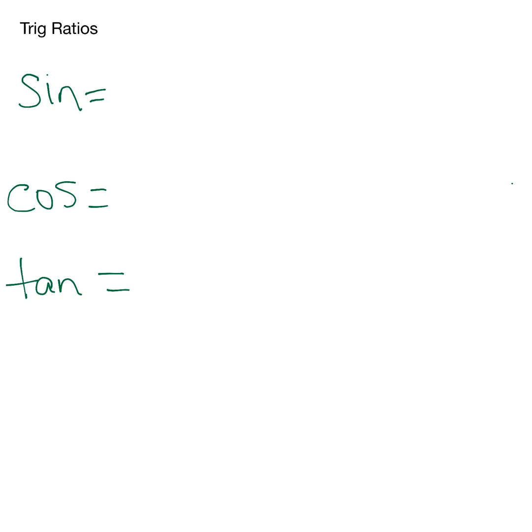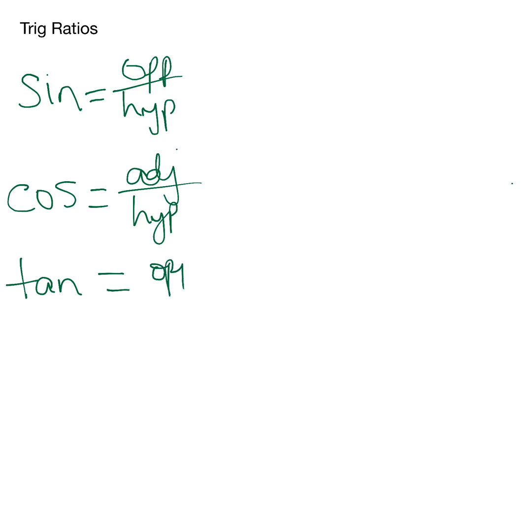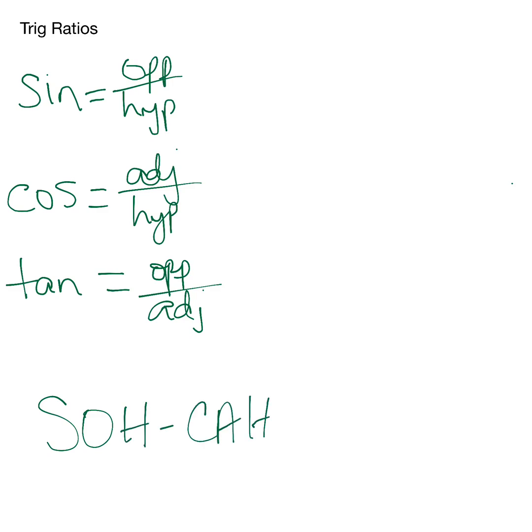So, if you remember, sine is the ratio of the opposite side over the hypotenuse. Cosine is the ratio of the adjacent side over the hypotenuse. And tangent is the ratio of the opposite over the adjacent. And you can remember these by using the little phrase SOHCAHTOA.